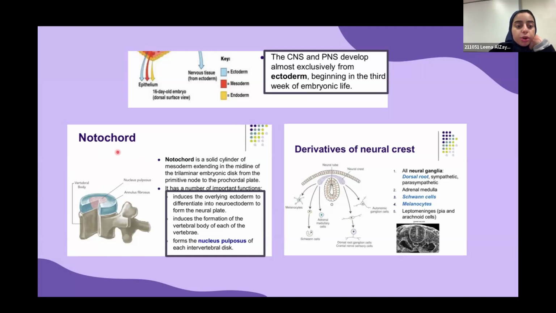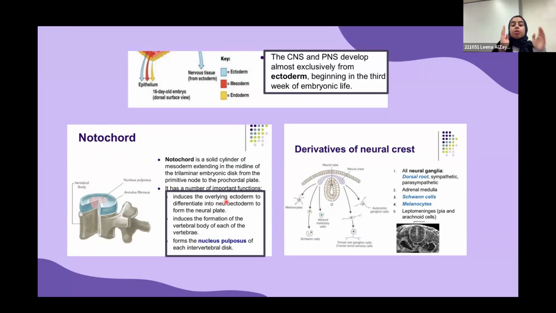But what about the notochord? The notochord induces the ectoderm to turn into a neuroectoderm. So what induces the ectoderm to turn into a neural ectoderm? It's the notochord.